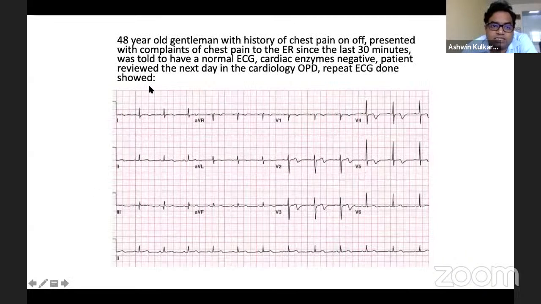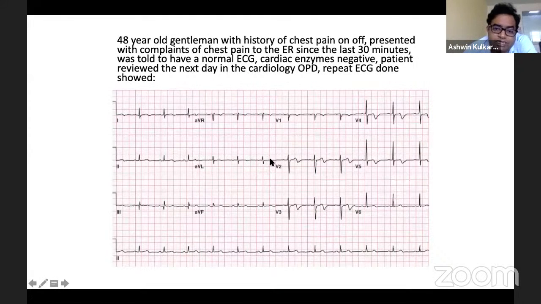So this is another ECG. A 48-year-old gentleman with a history of chest pain presented to the emergency department with complaints since 30 minutes, and was told to have a normal ECG and negative cardiac enzymes. The patient was reviewed the next day in the cardiology OPD, and this was the ECG. So here you can see a patient had come who was told to have a normal ECG and normal cardiac enzymes and was sent home. After the next day, when you see his ECG, it is showing something like this.